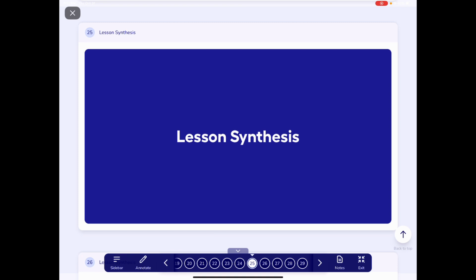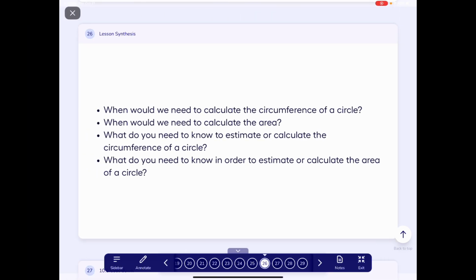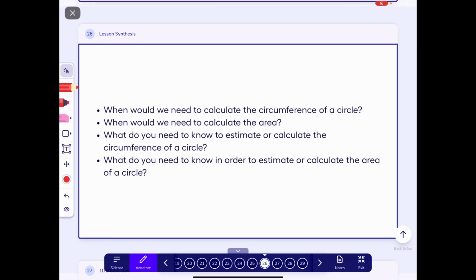Lesson synthesis. When would we need to calculate the circumference of a circle? Well, we saw a number of questions that require the circumference of a circle. A lot of times they use it in physics when they're measuring how fast the wheel is spinning, because you're using the outside of the wheel and how much ground it could cover. So how many rotations is the wheel spinning?